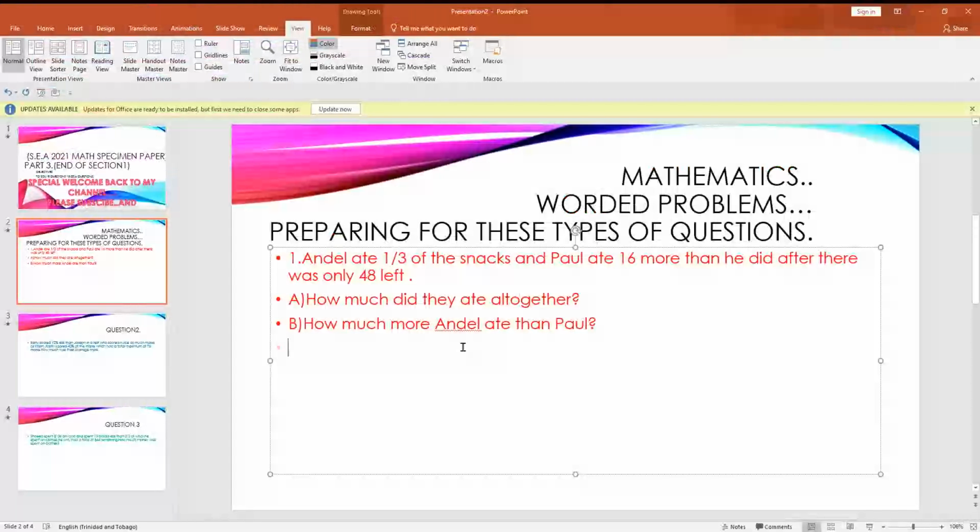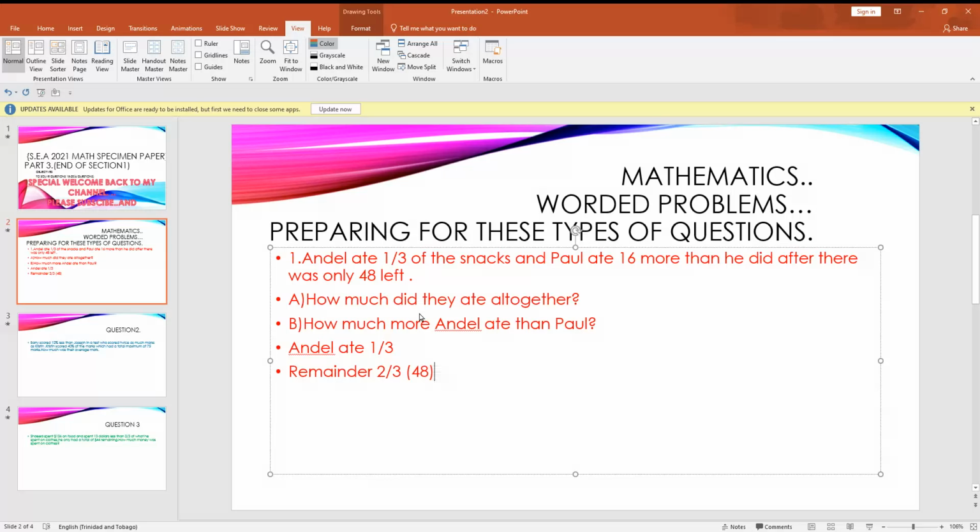Now, this said Andel ate one third, so we just want to get the statement. Andel ate one third. So after he ate one third, there would have only been two thirds left. But you also have to picture that there were only 48 left. So it shows us that it's equal: the 48 remained and two thirds remain. So it's very, very simple to find the whole for this question.